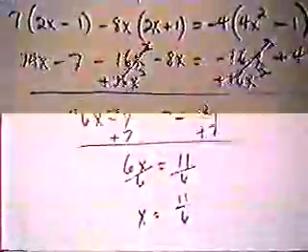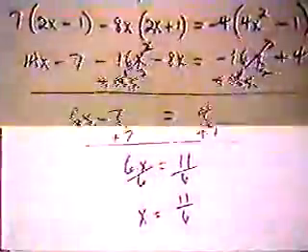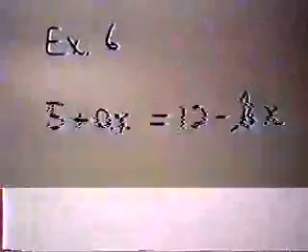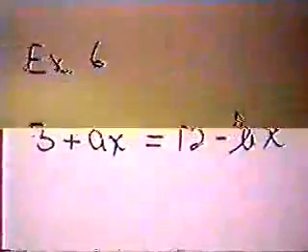All right. So let's see, that looks all right. So let's go to the next example. Okay, going to example 6. We have 5 plus ax is equal to 12 minus bx.